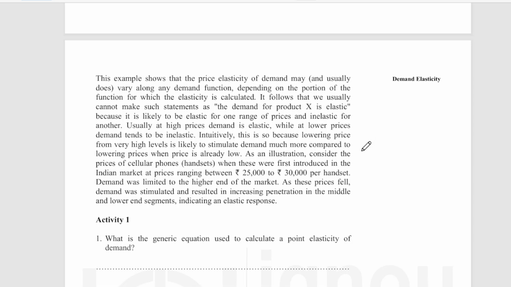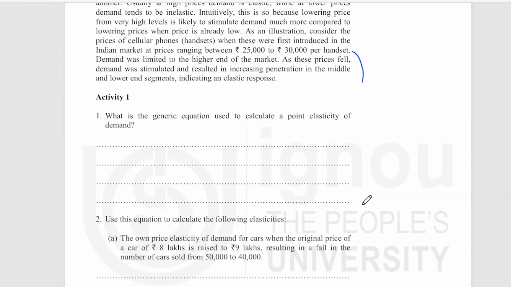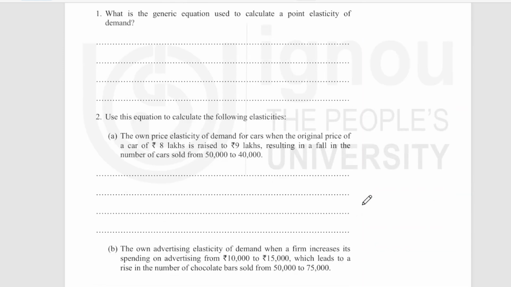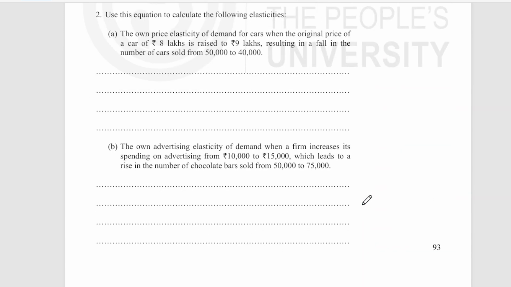An illustration: consider the price of cellular phones when these were first introduced in the Indian market at a price range between 25,000 to 30,000 per handset. And demand was limited to the higher end of the market. As this price fell, demand was stimulated and resulted in increasing penetration in the middle and lower end segments, indicating an elastic response. Okay, so activity 1 is based on this. Please try to do it, and this is all about today's session.